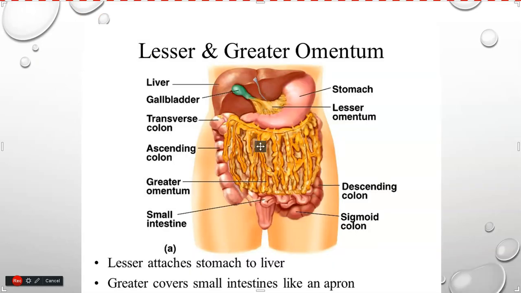We can see here more in a drawing than in a photograph. We see the lesser and greater omentum here. So we said the lesser attaches the stomach to the liver, which we see here in the diagram, and the greater covers the small intestines like an apron. It is in essence a bit of protection to the abdominal organs.